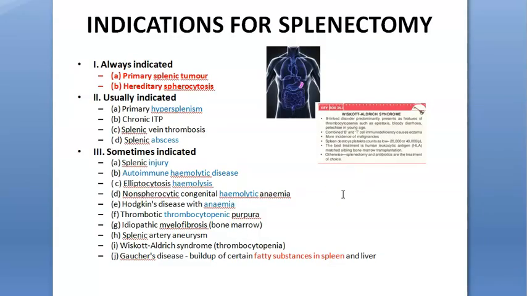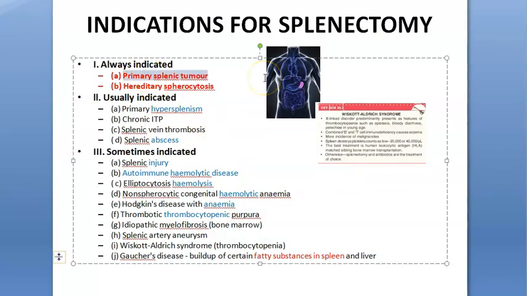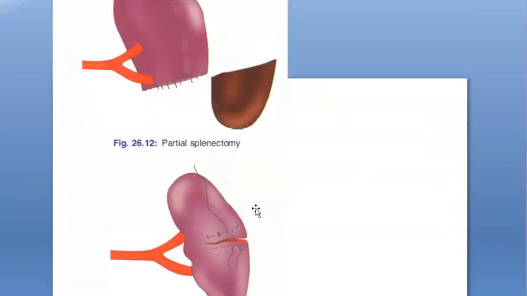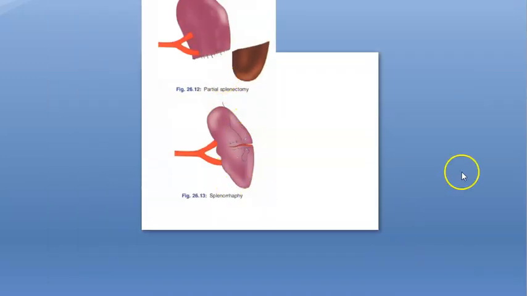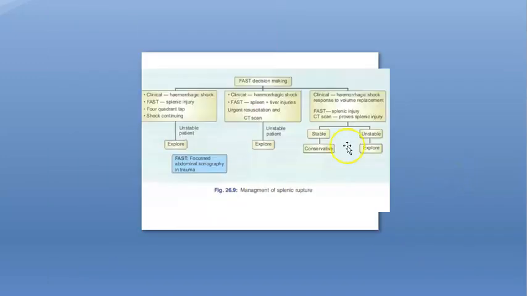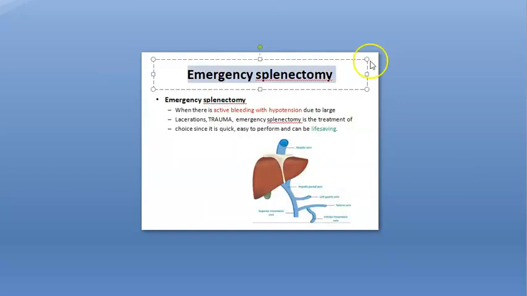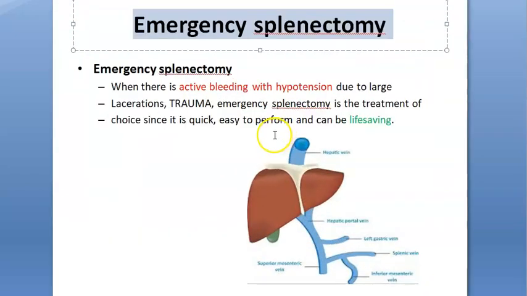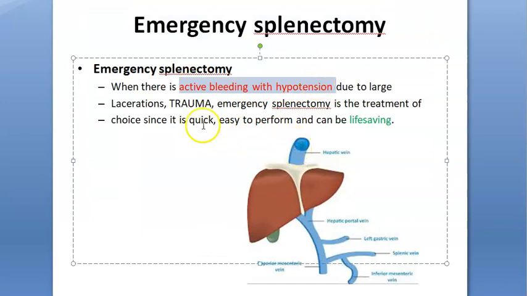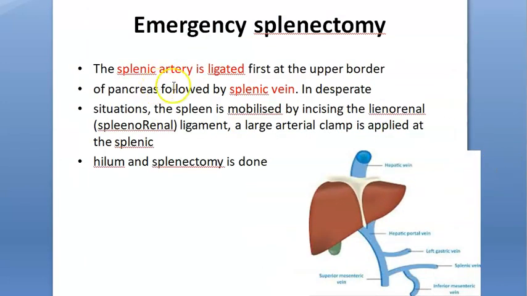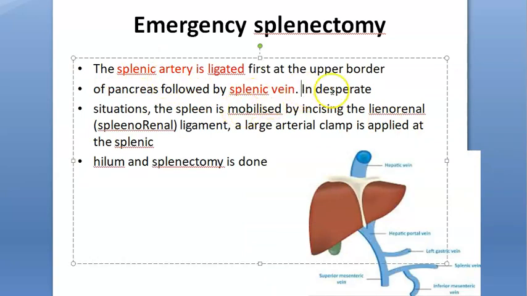The absolute indications are splenic tumor, primary splenic tumor, and hereditary spherocytosis. Most importantly, everything else is not an absolute indication. You can do total splenectomy, you can do partial, you can do splenography, etc. Basically, emergency splenectomy could be a life-saving procedure if there's active bleeding with hypotension. How will you do it? You will ligate the splenic artery at the upper border of the pancreas and then the splenic vein, and then you will do the splenectomy.